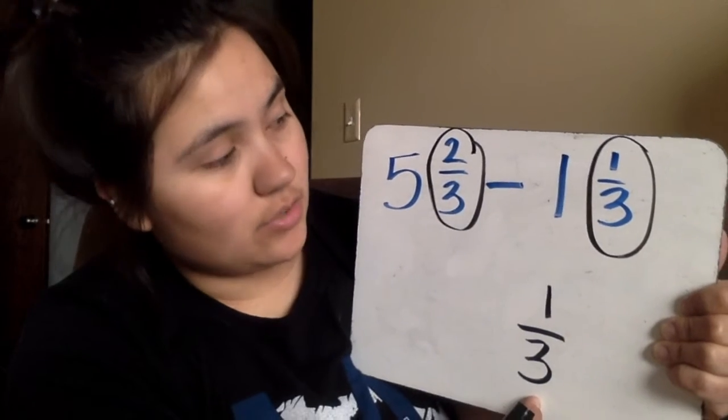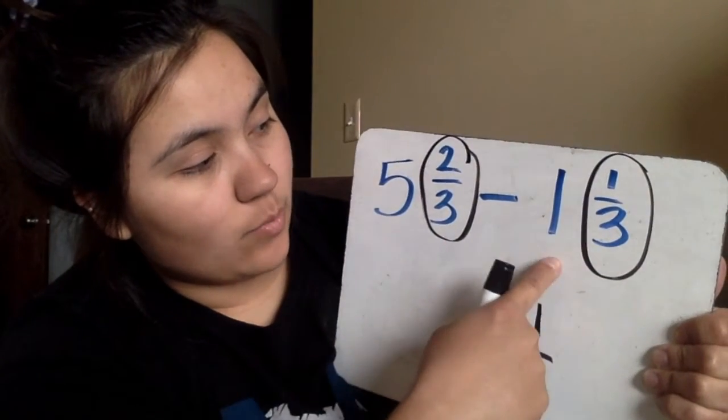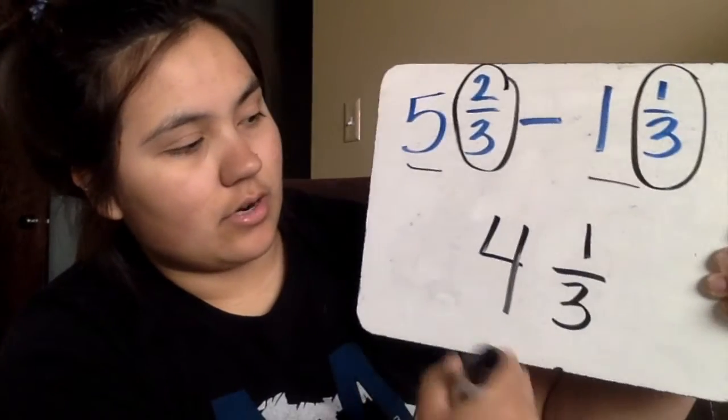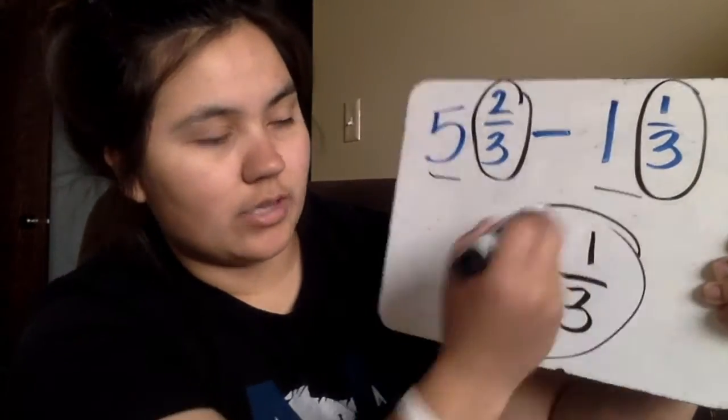Now we can subtract the whole numbers. 5 minus 1 is 4. So our answer would be 4 and 1/3. Okay, now read with me on example 5. This is our last example.